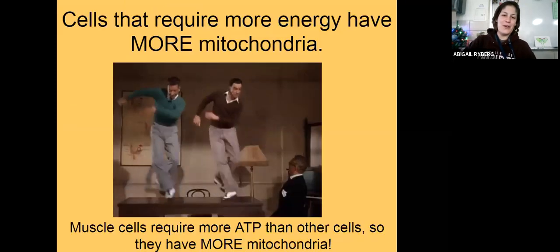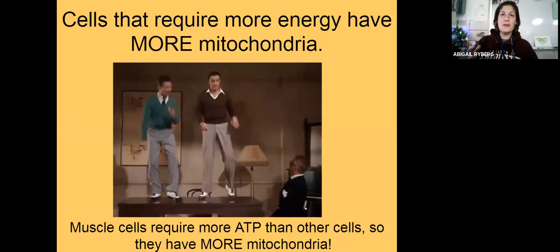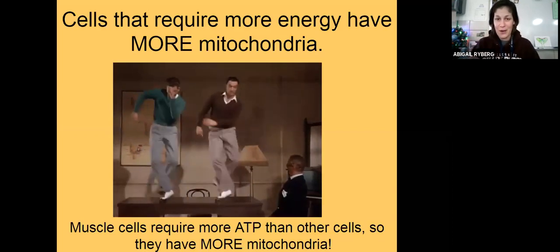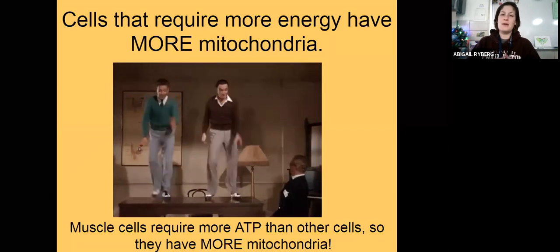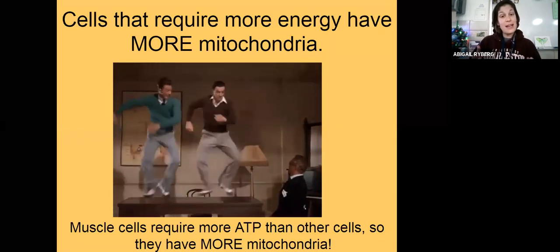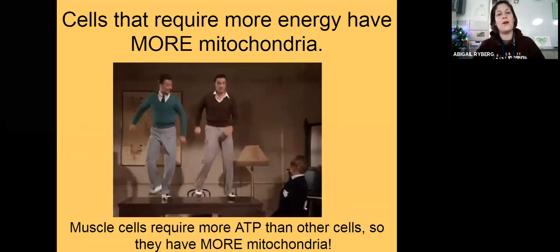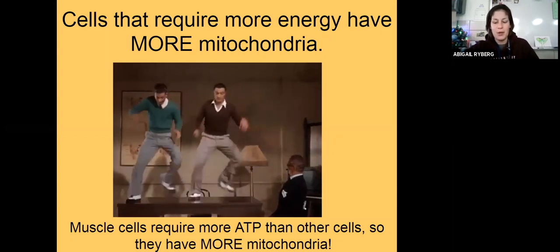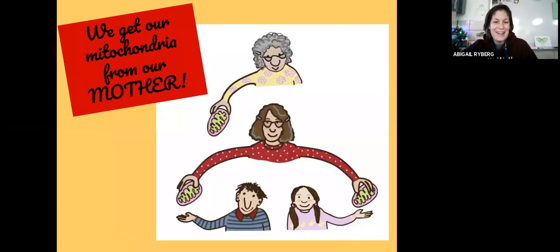Sorry, I'm going to go back to the mitochondria. So for example, our muscle cells are going to have lots and lots of mitochondria versus maybe our skin cell. Our skin cells need energy, and they'll definitely have mitochondria, but probably just a fraction of the number of mitochondria. We do get our mitochondria from our mother.